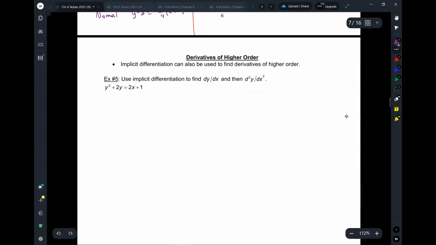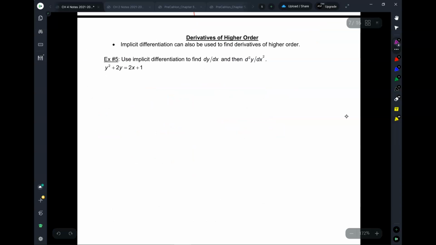Derivatives of higher order, because it's like, remember, which one was it? There was like a potato chip ad. Was it Ruffles?